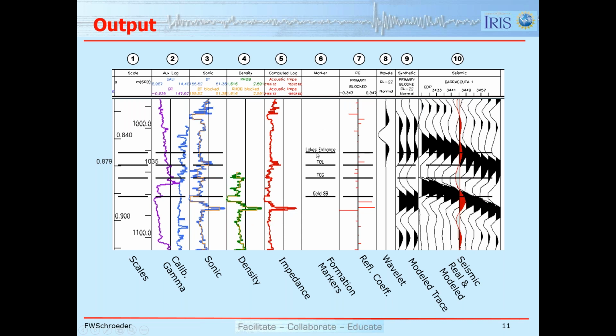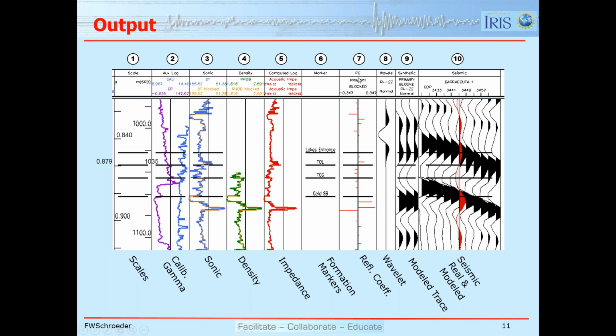Here are some formation markers. This is the top of the lake entrance formation. This is the top Latrobe unconformity. This is the top of the reservoir, the top of the coarse clastics, which corresponds roughly with where the gamma ray decreases. This is a sequence boundary that the seismic interpreters had carried, the gold sequence boundary.